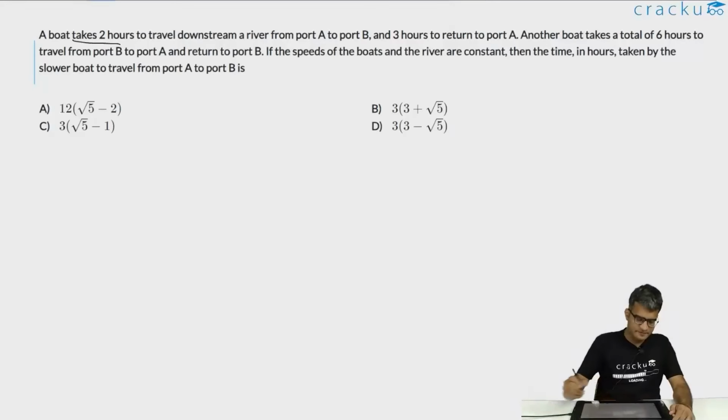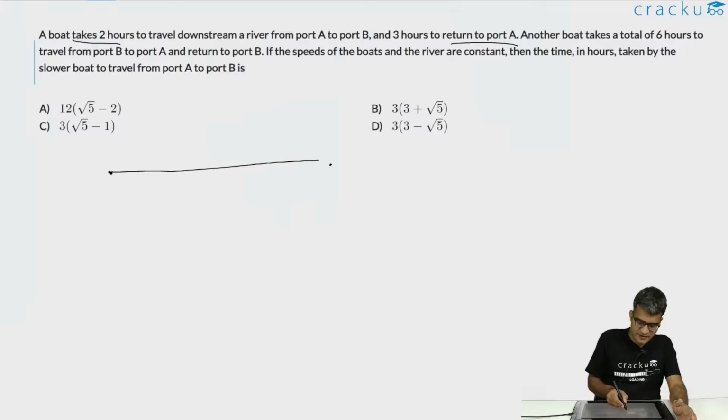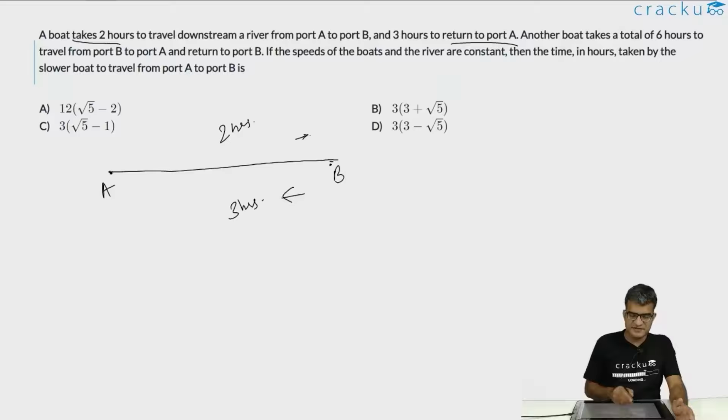In this question, we are told that there is a boat which takes 2 hours to travel downstream from port A to port B, and it takes 3 hours to return to port A. So let us assume that this is A, this is B. It takes 2 hours to go downstream, and it takes 3 hours to come upstream. Let us assume that the distance between A and B is D. Let the speed of this boat be equal to x, and let the speed of the water be equal to y. So now we have two equations.